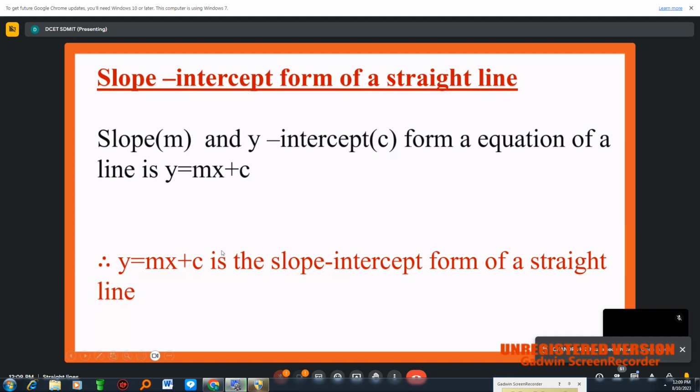So they can give the slope and they can give the intercept. Then we are using y is equal to mx plus c.